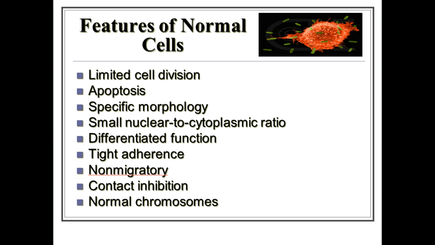So what I wanted you to do was make sure that you memorize the features of normal cells as opposed to cancer cells. So: limited cell division, apoptosis, specific morphology, small nuclear to cytoplasmic ratio, differentiated function, tight adherence, non-migratory, contact inhibition, and normal chromosomes. So these are the characteristics of normal cells.